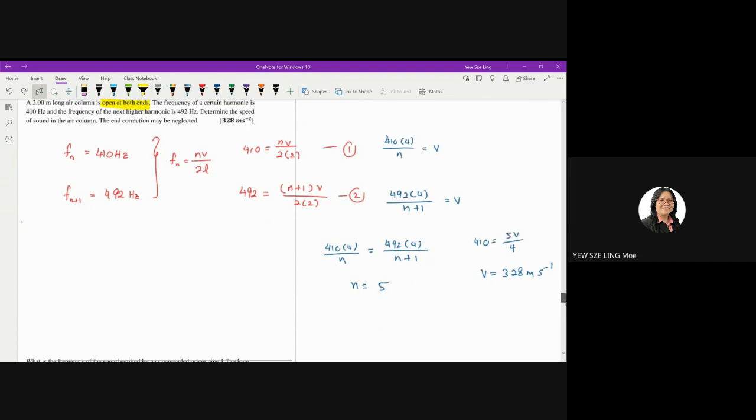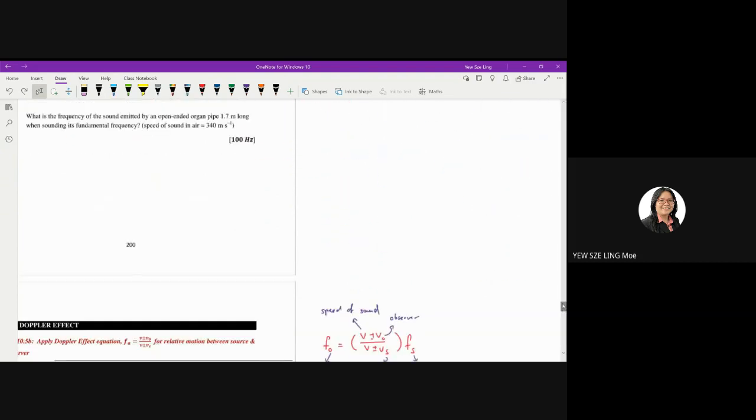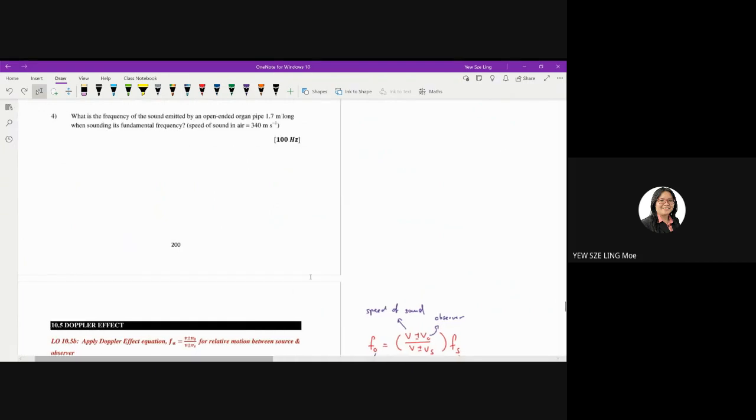So next, last question in 10.4. After that, we will discuss the second question in the Doppler effect, because we still got one more question that we couldn't finish on Wednesday.